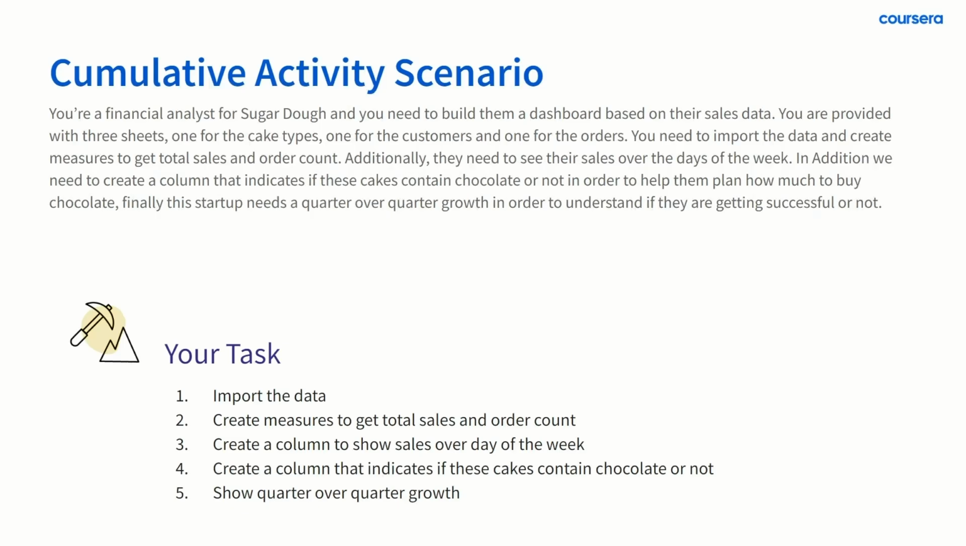In this task, you're a financial analyst for SugarDo, and you need to build them a dashboard based on their sales data. You are provided with 3 sheets, one for the cake types, one for the customers, and one for the orders. We need to import the data and create measures to get total sales and order count. Additionally, you need to see their sales over the days of the week. In addition, we need to create a column to see if these cakes contain chocolate or not, in order to help them plan how much chocolate to buy. Finally, the startup needs a quarter-over-quarter growth in order to understand if they are getting successful or not.